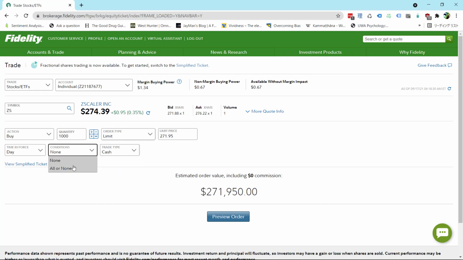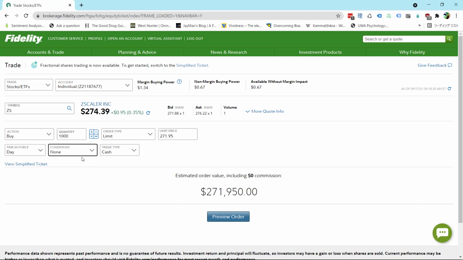Conditions, all or none. This is the second decision you need to make. Are you able to accept a partial order fill? In other words, we are looking to buy 1,000 shares of this stock. Are you okay if there's a seller who's willing to sell you at this price, but only a quantity of 500? If so, no conditions. If not, and you really need to get this 1,000 share order filled, you've got to go with all or none.